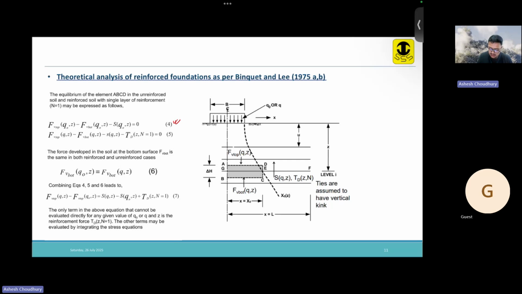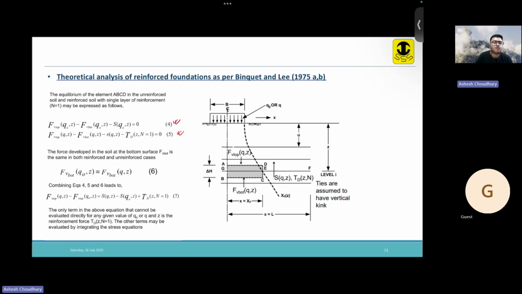Also, you see that this equation 4 is for the unreinforced case. In the unreinforced case, we have Q naught. Q naught is the initial bearing capacity. And for the reinforced case, the bearing capacity should increase to Q value. So that's why we write everything as a function of Q. Unreinforced is a function of Q naught, and reinforced is a function of Q. And in unreinforced, you do not have the TD function, but for the reinforced case, we have the reinforcement force TD.